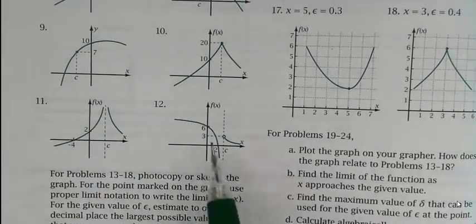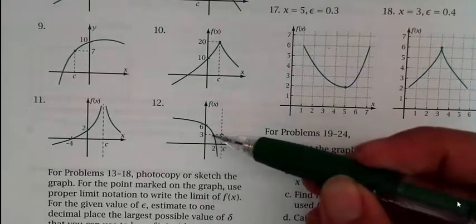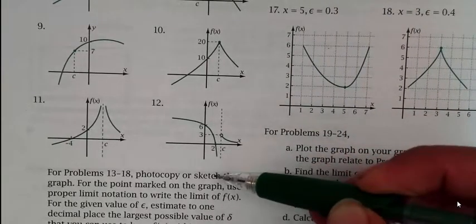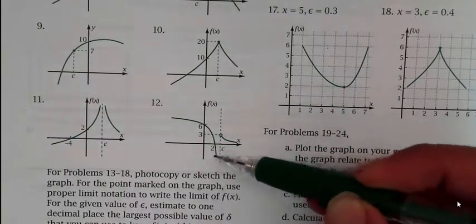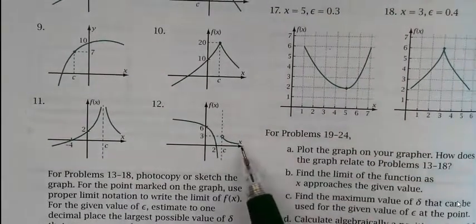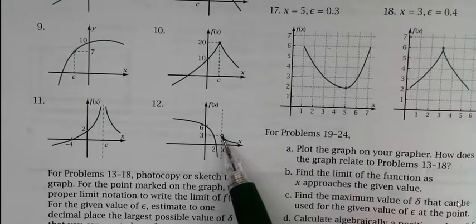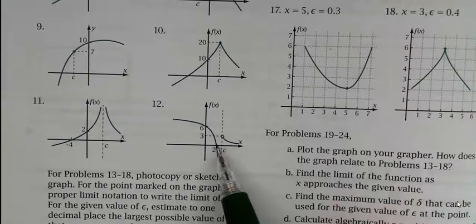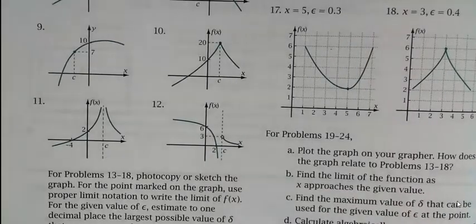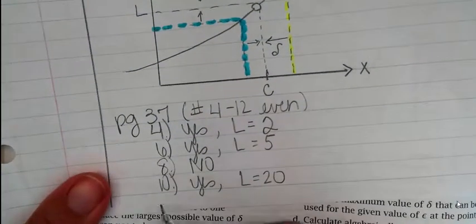And let's do 12. So 12, as I approach from the left, my function looks like it is going to negative infinity. So there's probably an asymptote right here at C. Okay? But as I approach from the right, it appears like it's heading up to 3. So as I approach C from the left and the right, am I approaching the same outputs? I am not. So therefore, there is no limit.